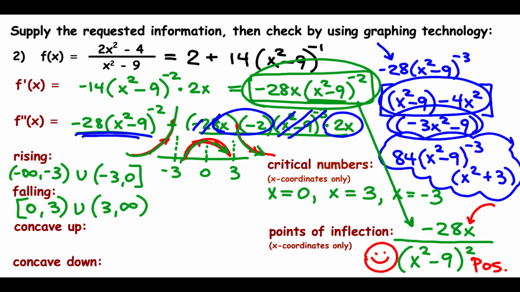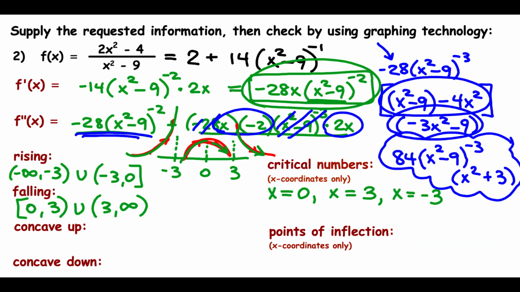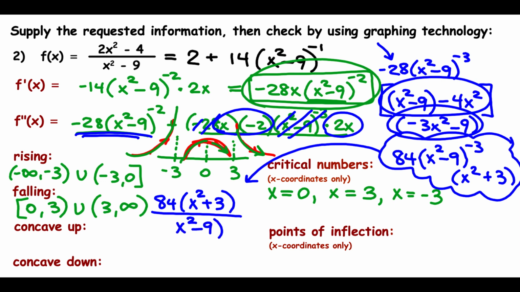I need to clear a little bit of space. Let me take the second derivative, bring it over in the middle, and write it a little more neatly. We have 84, a positive number. We have x squared plus 3, a positive number. No matter what you put in for x, you're going to square it and then add 3. You're going to have to be positive. So the numerator here is positive all the time. The denominator is not. It's x squared minus 9. But down here it's to the third power, which is not even.